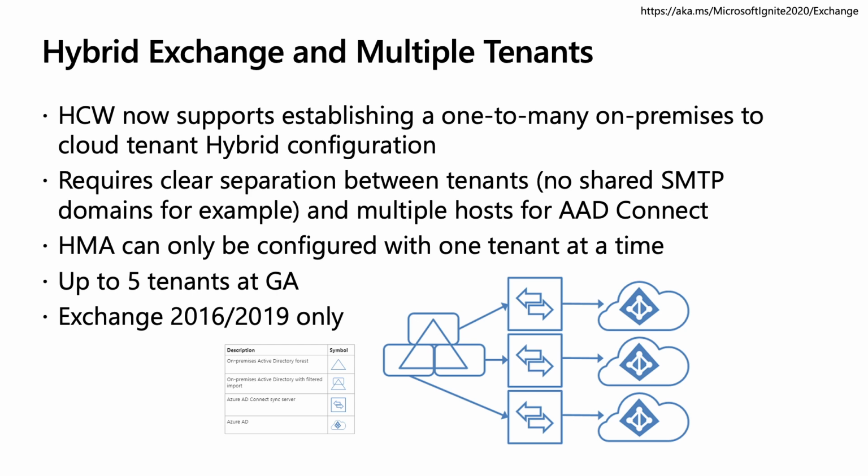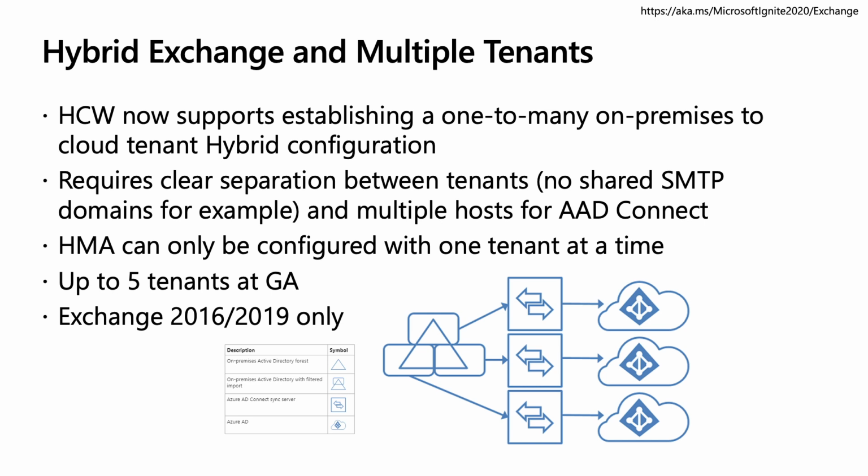And when the wizard doesn't make it possible to create multiple hybrid connections between one on-prem and multiple tenants, it gets a bit tricky with configuration. There's a lot of manual configuration steps. So we've taken that feedback and we've now built the ability for the hybrid configuration wizard to establish a hybrid relationship with more than one tenant. This change should be rolling out in the HCW around the time of this presentation and Microsoft Ignite in 2020. There are a few restrictions, a few caveats in this first release.